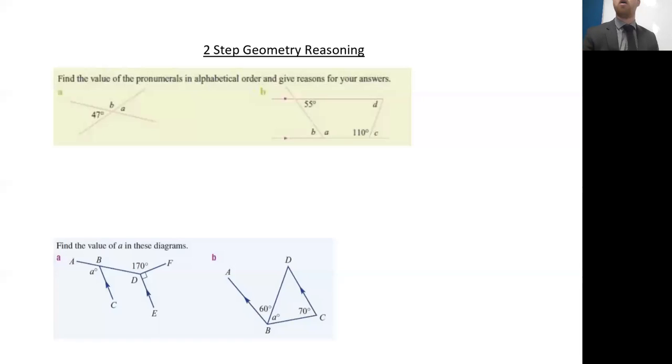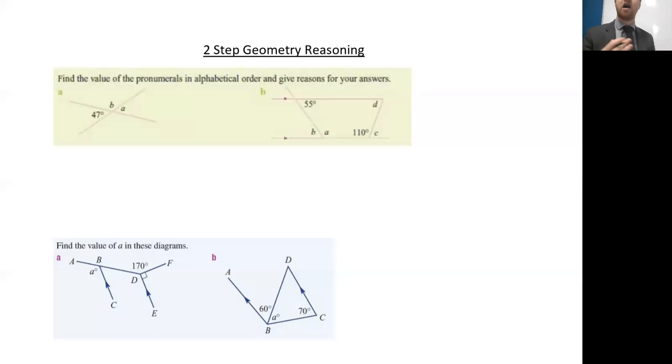Okay, so two-step geometry. Sometimes we can't necessarily find the unknown we're trying to find straight away. Sometimes we have to do one thing first to find a piece of information and then use that information to find the thing that we actually want, okay? So the idea is that there are two steps involved to get to the unknown that we're looking for. We're just going to do a few examples of questions like that.